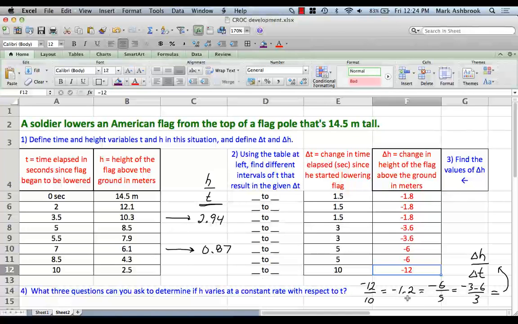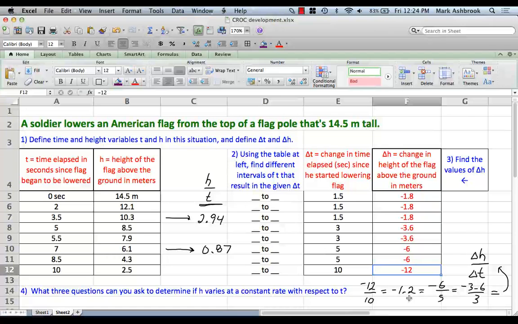So before, didn't we say that every 1 second the flag goes down 1.2 meters? Does it do that still? Is that what it's doing? So our H and T, do they change with a constant rate of change? Yeah, they do. Okay. The check is not if the quantities themselves maintain a constant ratio. The check is if the changes in the quantities maintain the ratio.